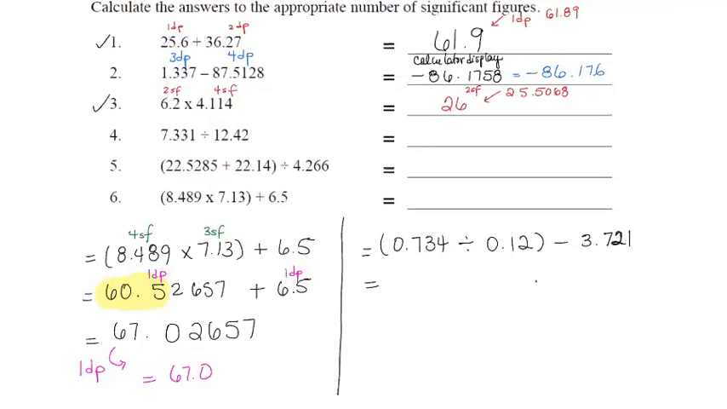So let's divide those two numbers, 0.734 divided by 0.12. This is my calculator display: 6.11 and a whole bunch of sixes. There's five of them. Out of the parentheses, I need to highlight the number of sigfigs that is the least number of sigfigs compared to what is coming out of the parentheses. This has three sigfigs. This has two sigfigs. So how many sigfigs am I going to highlight? Only two. Great job. So up to here.